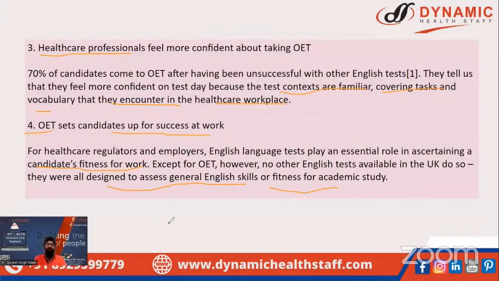So it is just a replica of your healthcare environment, so you will already be having a lot of the things that you have to do once you reach the UK. These are the four very important points which will help you understand why you must take OET as your main proficiency test.